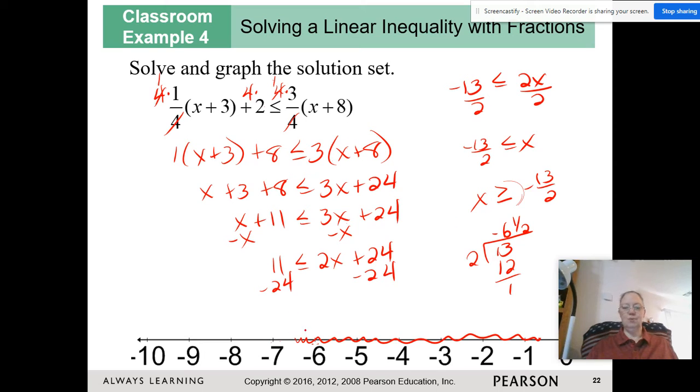And I have to shade to the right. It's equal to, so I'm going to put a bracket. And because it's in between, I do have to label it. And I want you to label it with an improper fraction. Not the -6.5. I want -13/2. All right, so interval notation. We're starting on the left at -13/2. And we end on the right with infinity.